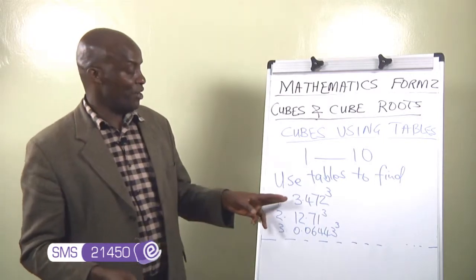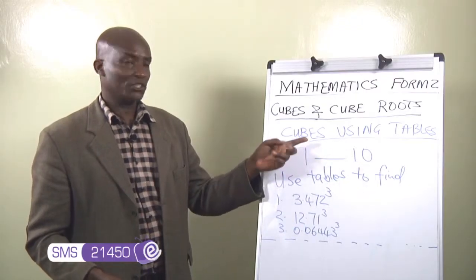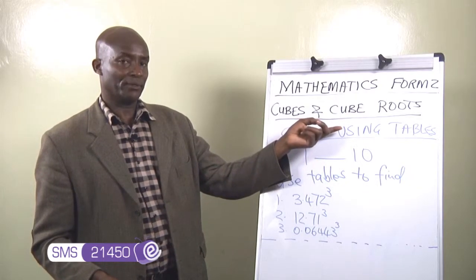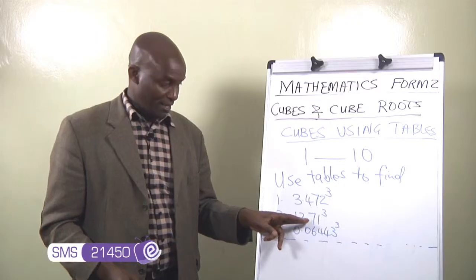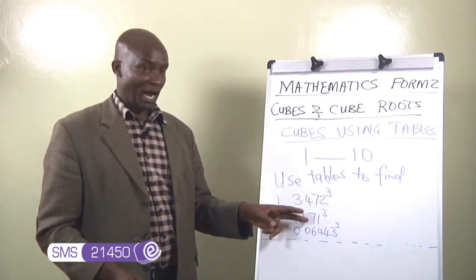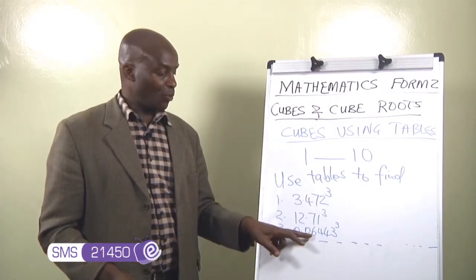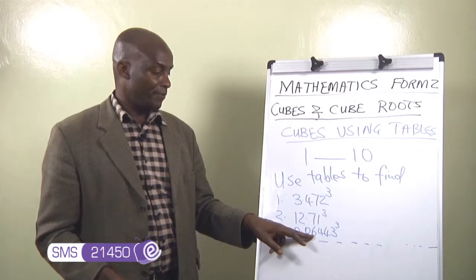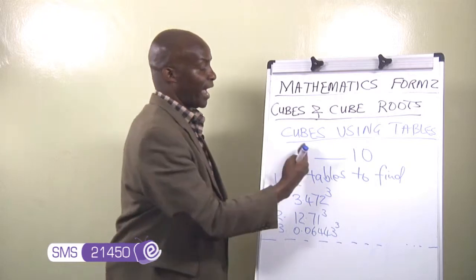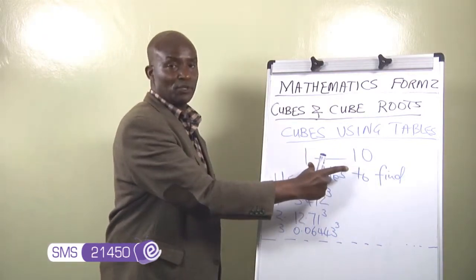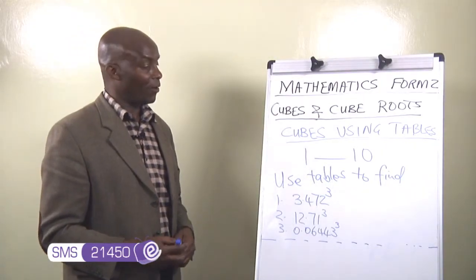Notice I have given you a number that lies between 1 and 10, which you can get straight away from the mathematical tables. And then this one is a number that is higher than 10. So we need to find out how you get the cube of a number that is greater than 10 from the tables. This one is a number less than 1. So we also need to find that out. And so other than numbers that are in this bracket between 1 and 10, how do we get the cubes of all other numbers?